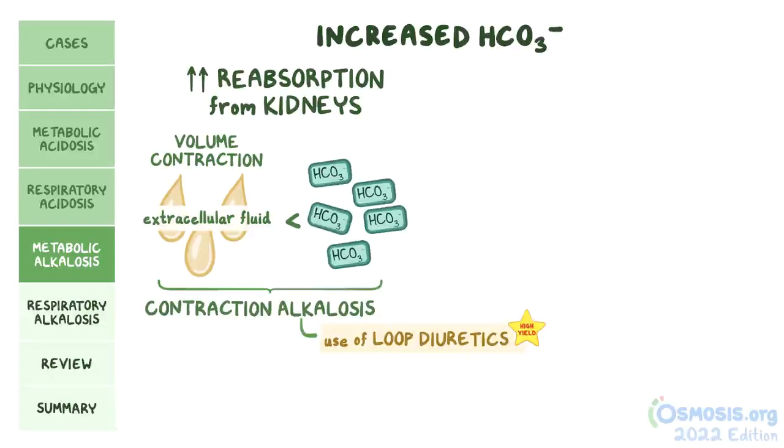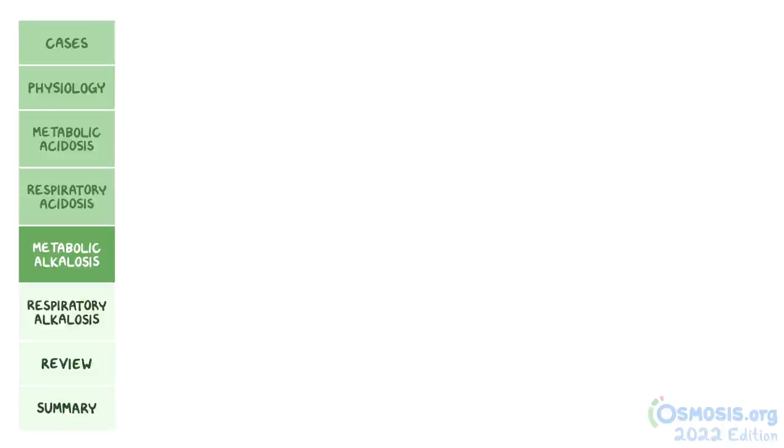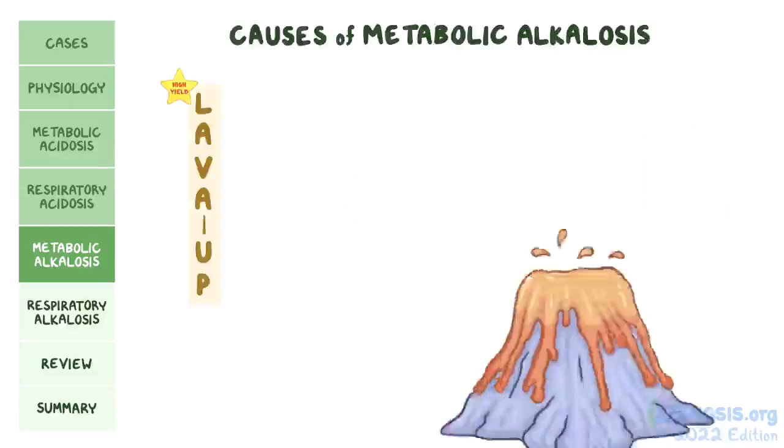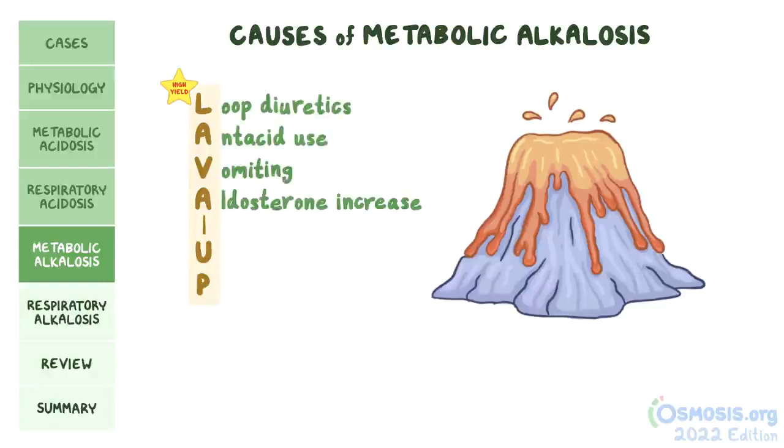Now, in other cases, excess bicarbonate ions don't come from within our bodies at all, but are ingested in large amounts, usually in the form of antacids, like sodium bicarbonate. Now, to easily remember the causes of metabolic alkalosis, think LAVA up, where L stands for loop diuretics, A stands for antacid use, V for vomiting, and A up is for aldosterone increase.